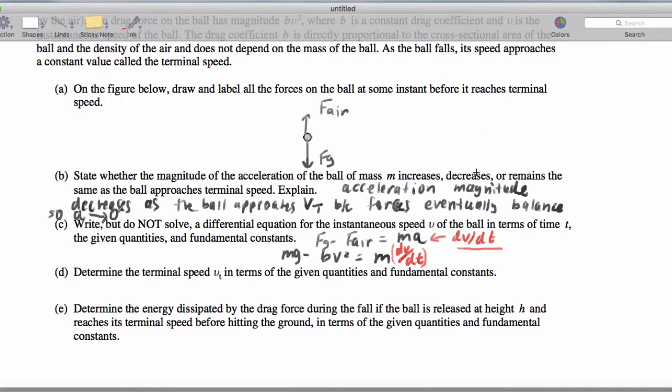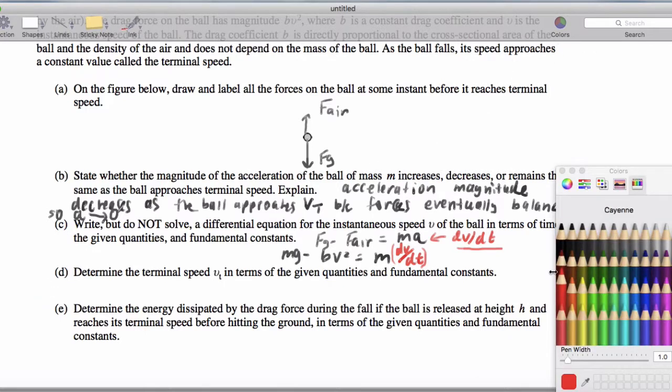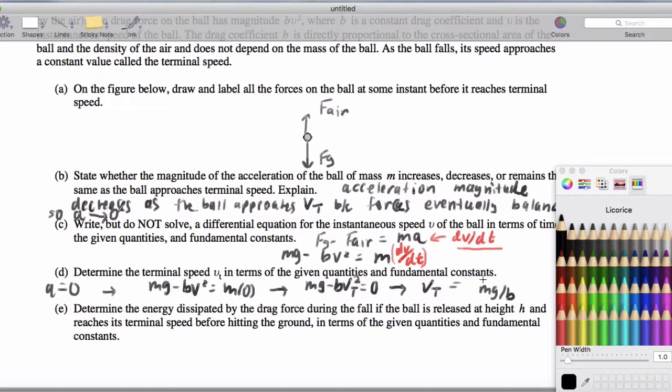Now, when we reach terminal speed, the acceleration equals 0. And that means mg minus bv squared equals m times 0. That tells us that mg minus bv terminal squared equals 0. When we isolate v terminal, that's going to be bv terminal squared equals mg. That means v terminal is going to be mg over b, all under a square root.